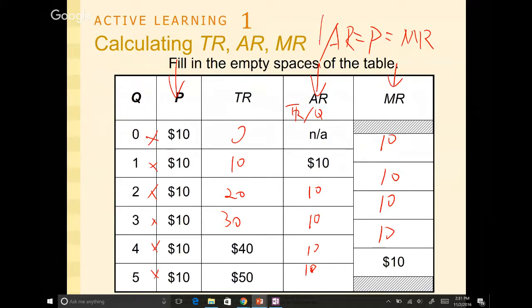So remember, only for perfect competition, your average revenue, your price, and your marginal revenue are all the same thing. Okay, so AR equals P equals MR. Now, remember, this is only true for perfect competition. Later on, when we study monopolies, oligopolies, or monopolistic competition, this wouldn't be true anymore. Okay, so this is only true for perfect competition.